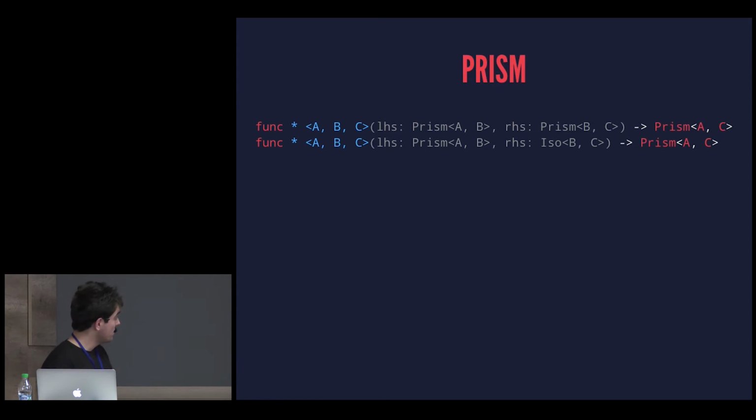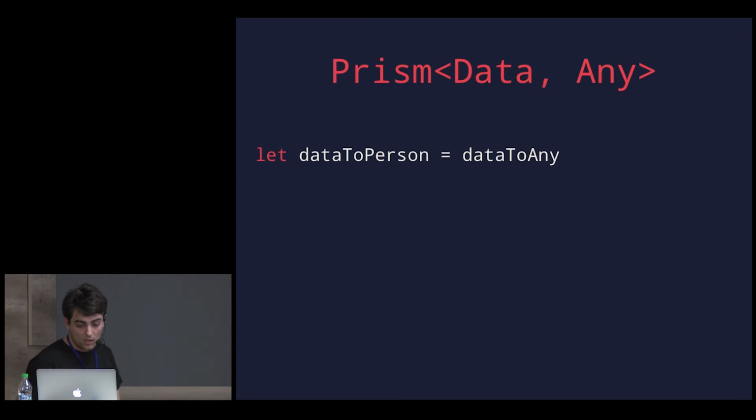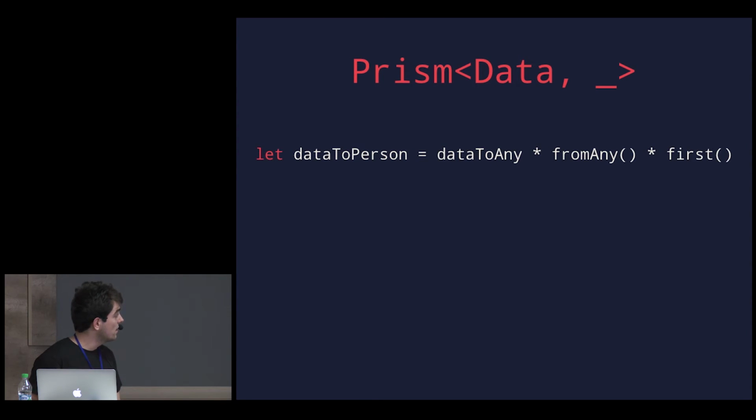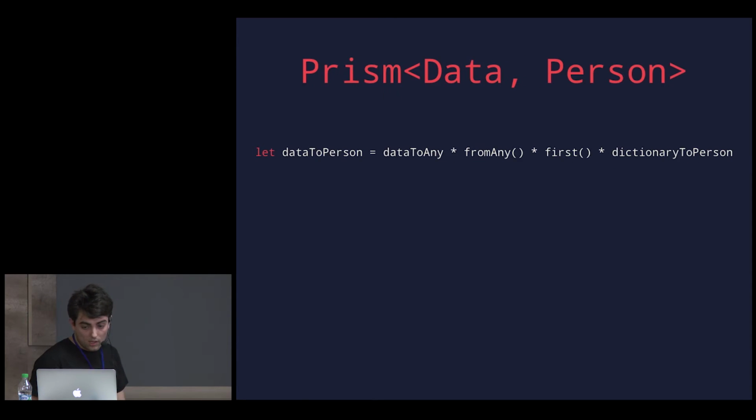What's cool about prisms is that yet again we can compose them. We can easily make the third prism from two prisms. And what's even greater is that we can compose a prism with an ISO that we had before, because an ISO always succeeds, and a prism just has a try-getter, an optional. Now we can start composing these prisms. We first have the data, we convert it into an any, and then we convert from any into something, and the compiler still doesn't know what that is. Then we try to get a first element, and the compiler is still too generic, too ambiguous. And then in the end, we just compose it with a dictionary-to-person prism.